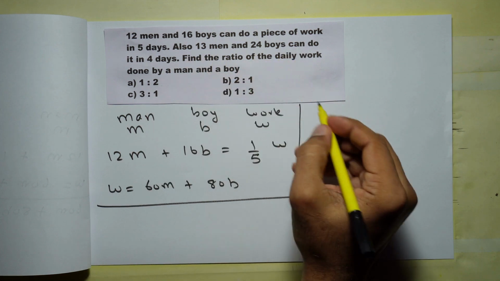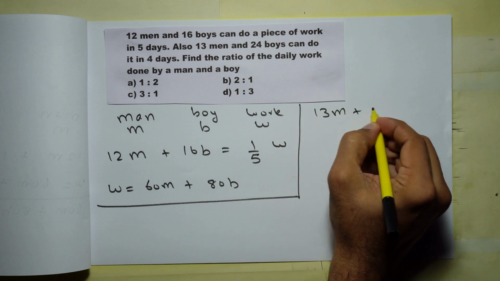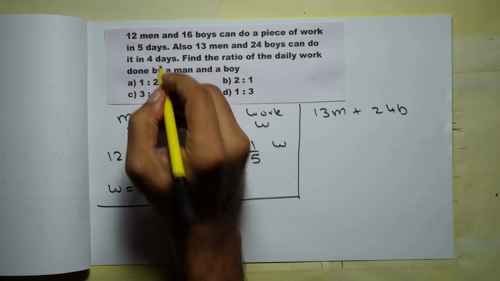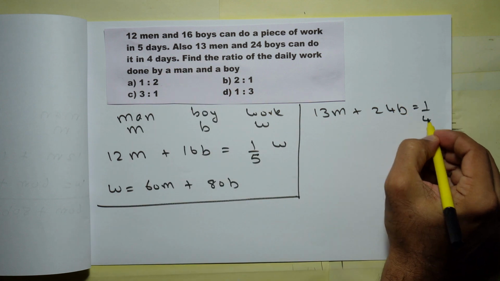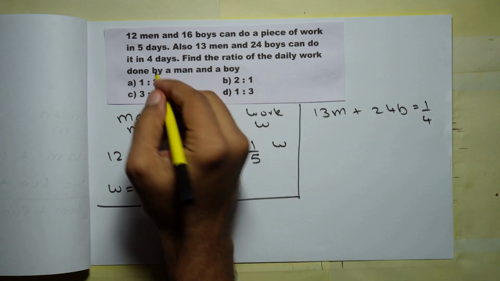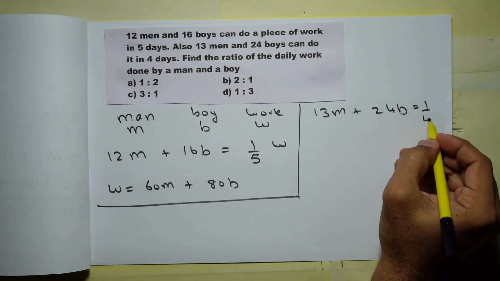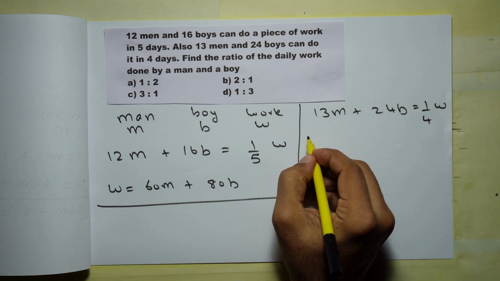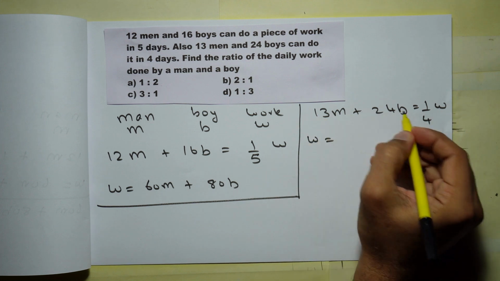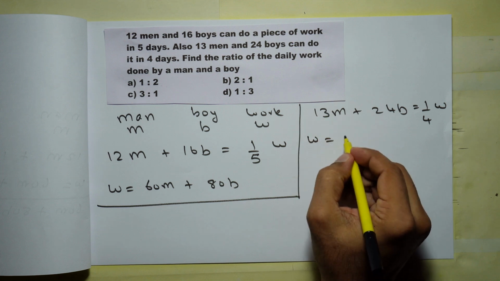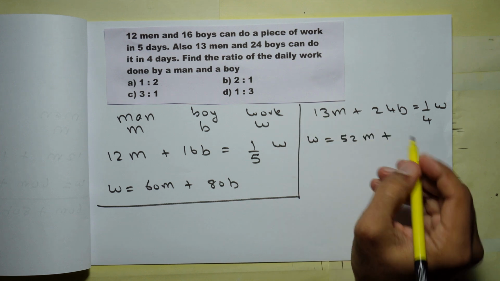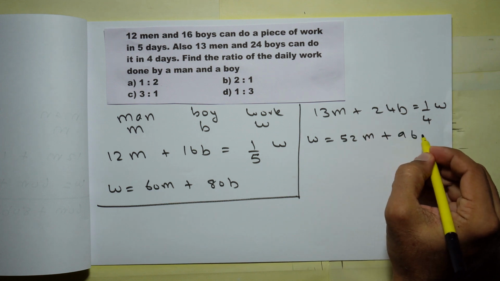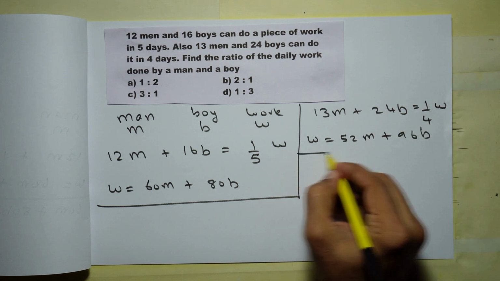13 men and 24 boys can do it in 4 days. So every day they will do 1/4 of the whole work, and the whole work is W. So from this you will get W is equal to 4 times this. So 13 into 4 is 52M plus 24 into 4 gives you 96B. So this is the other equation.